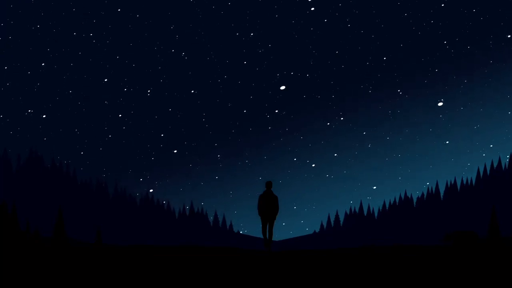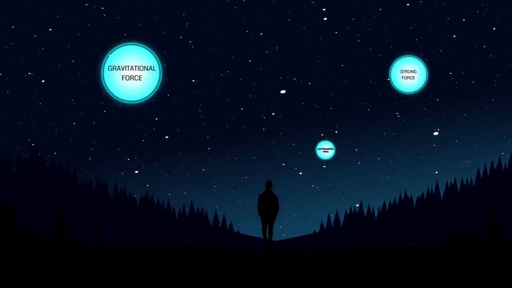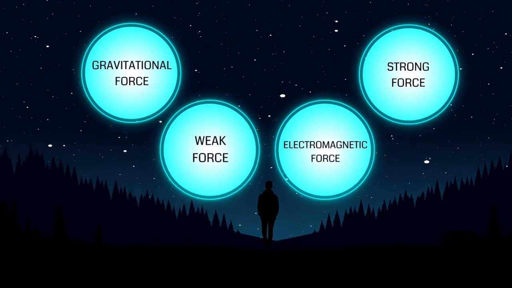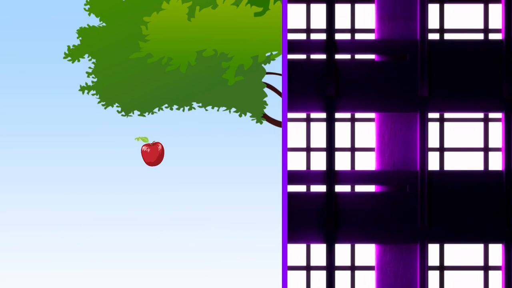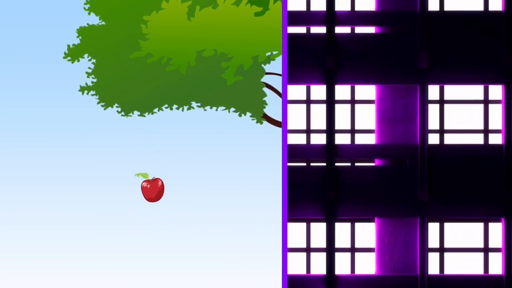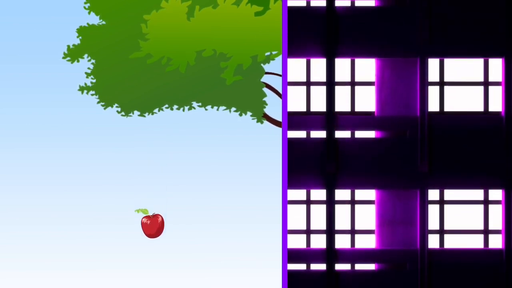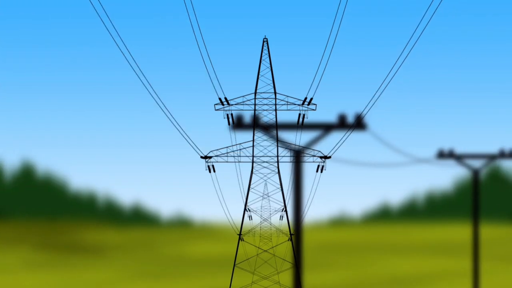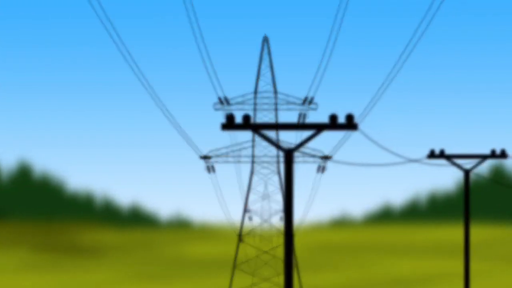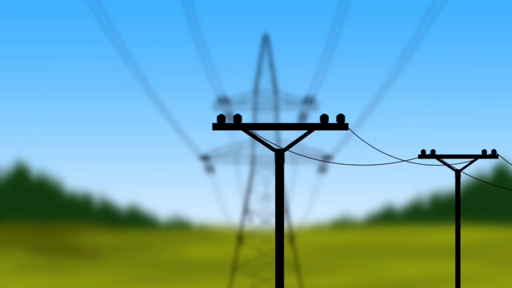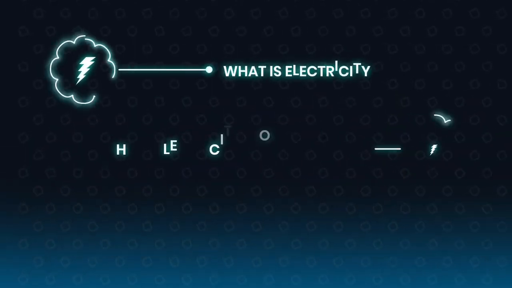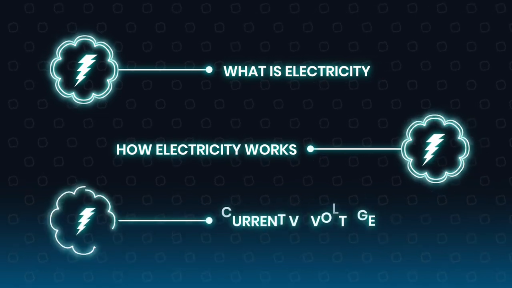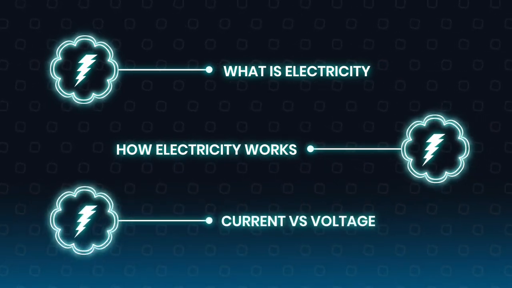Over the years, humans have come to understand the four fundamental forces of our universe. Like gravitational force, the electric force plays an important role in our everyday life. With the help of the electric force, we are able to generate and use electricity, which is essential for us in our modern age. So what is electricity? How does it work? What is the difference between current and voltage?